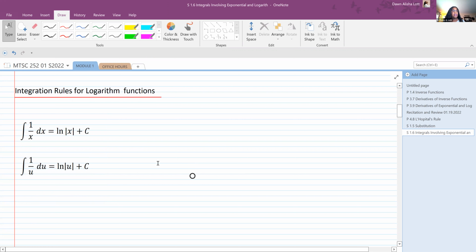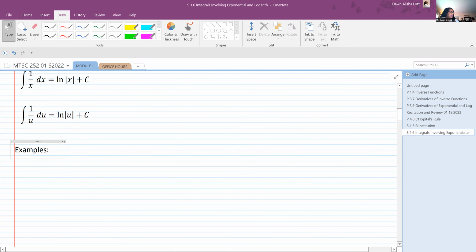All right, so let's do some examples. Some of these are going to be easy, and some of them are going to get harder. Okay, so the first example I have for you is the integral of dr over r. Well, that's simple. That's the same as saying the integral of 1 over r dr. That means that's the natural log of the absolute value of r plus c.